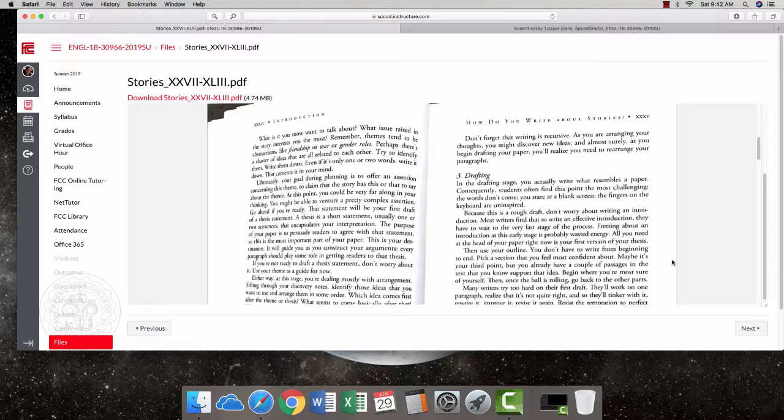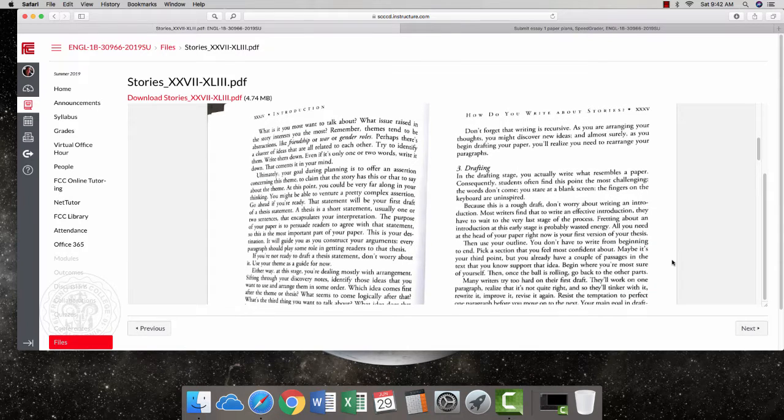Perhaps there's a cluster of ideas that are all related to each other. Try to identify them, write them down. Even if it's only one or two words, write it down.